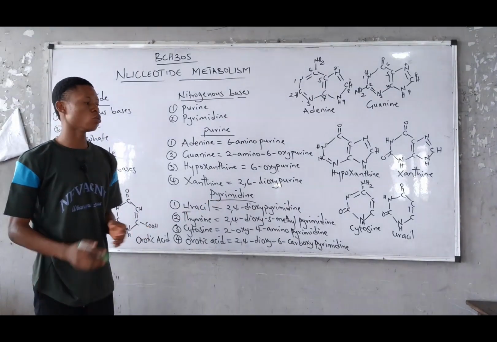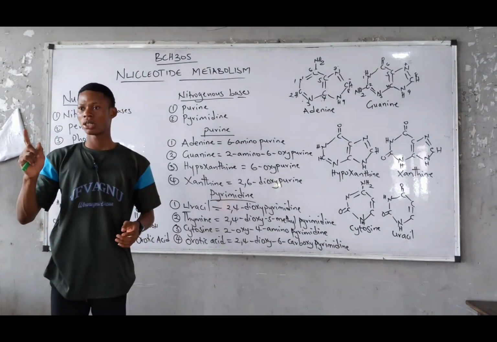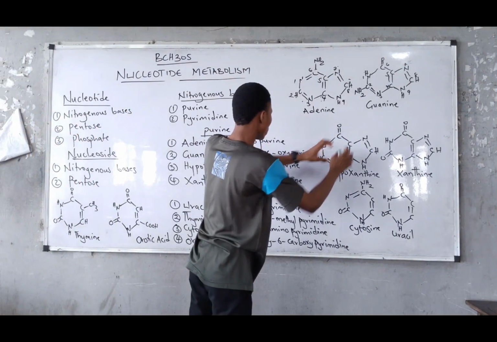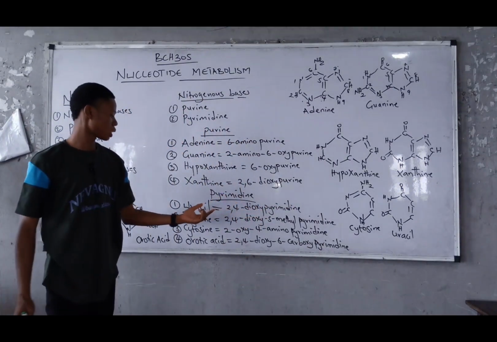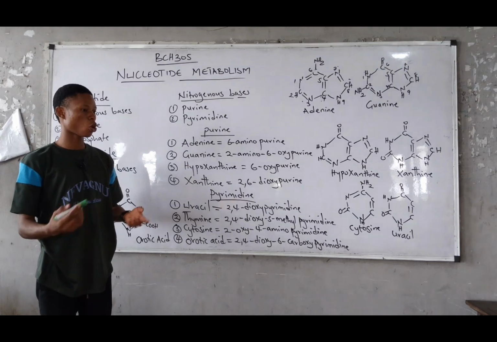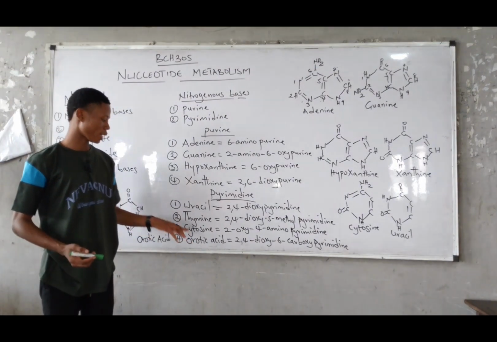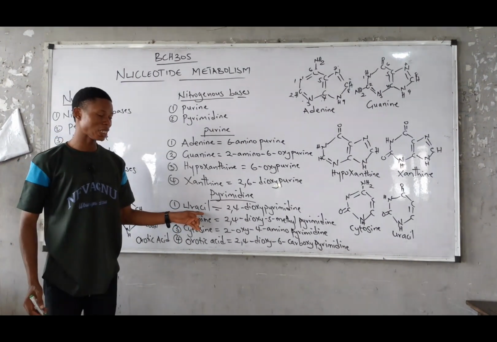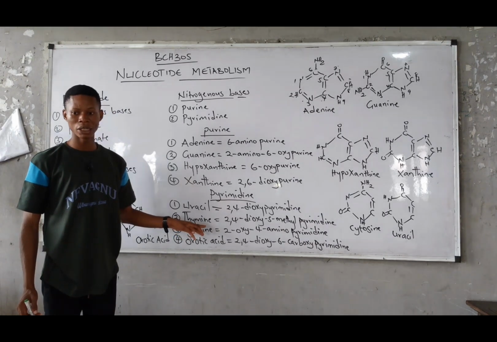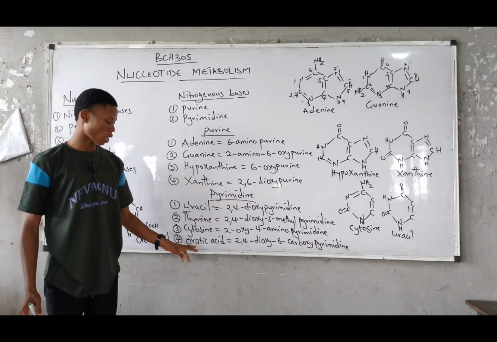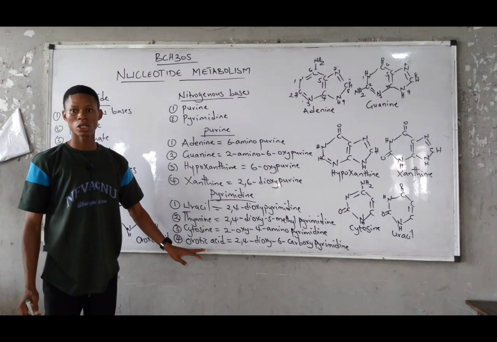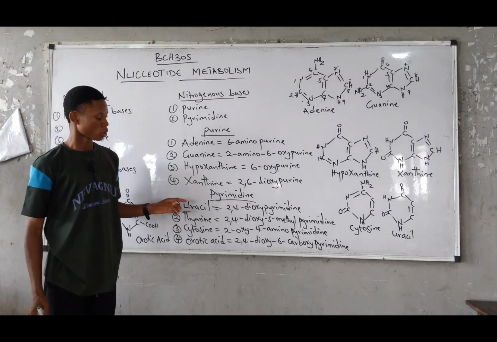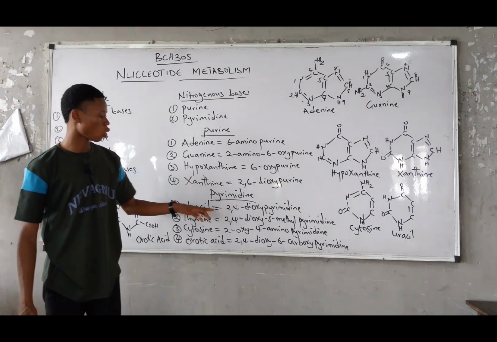Now, for the pyrimidine, we said pyrimidines are single rings, right? Just one ring, not fused. If you look at this one, two rings are fused together. Now, for the pyrimidines, you can use CUT. Though we have a minor one here, CUT, CUT. So we have uracil, we have thymine, we have cytosine, we have orotic acid. Orotic acid is an intermediate. These are the main three found in nucleic acid.